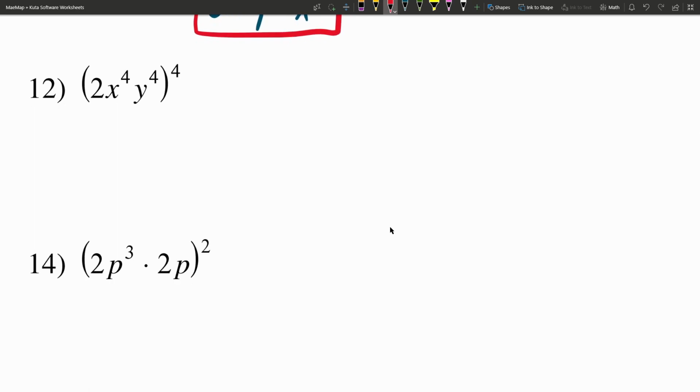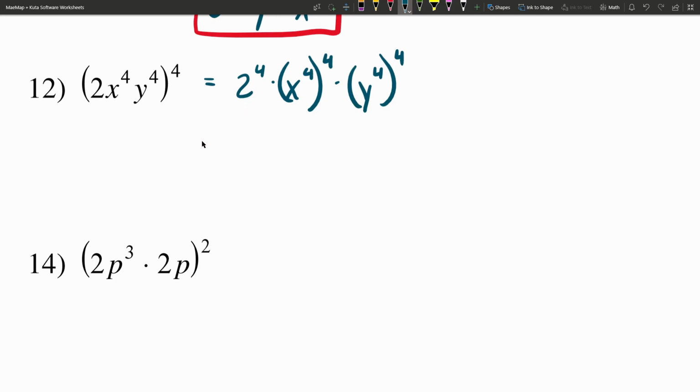Moving on to number 12, we have 2 times x to the 4th times y to the 4th. That entire quantity is raised to a power of 4. So this is going to be equivalent to 2 to the 4th times x to the 4th raised to a power of 4 times y to the 4th raised to that power of 4.